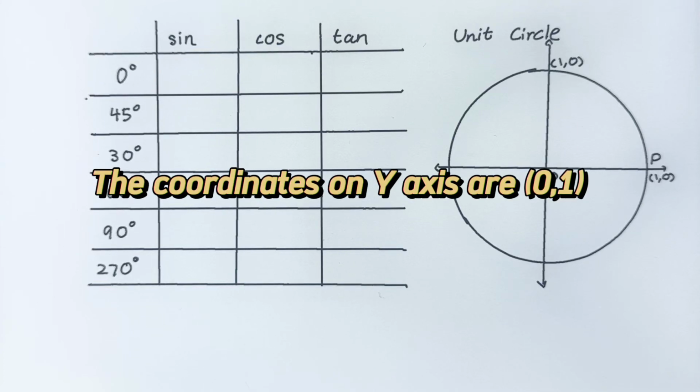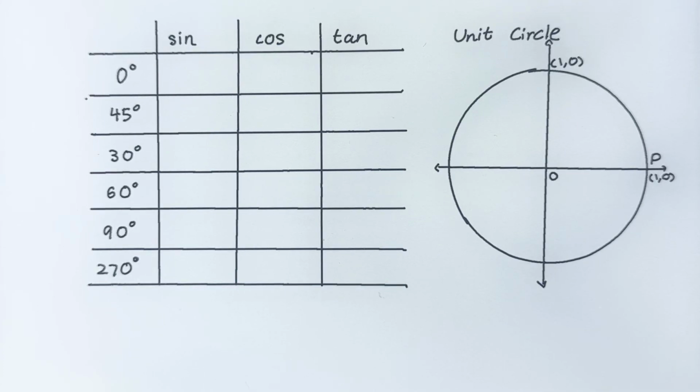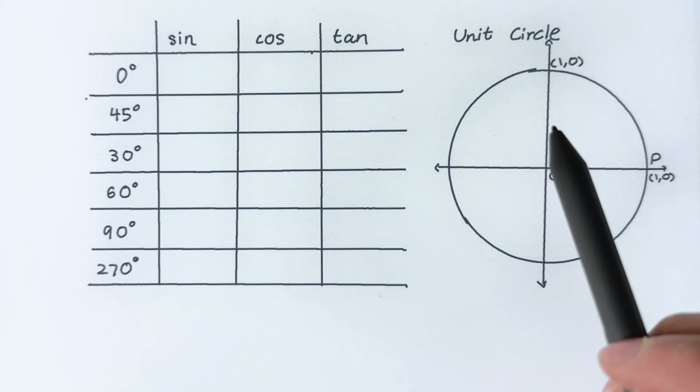In this video, we'll be learning how to calculate sine, cosine, and tangent of special angles using the unit circle. The unit circle is a circle centered at the origin of a Cartesian plane with radius 1. It is a powerful tool to help us calculate trigonometric functions. Let's take an example.